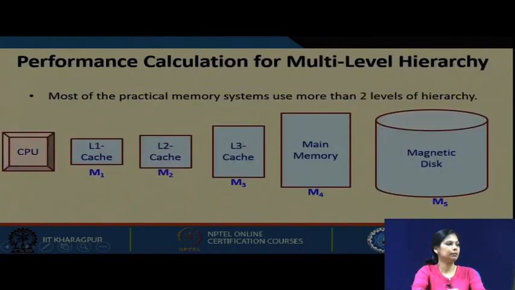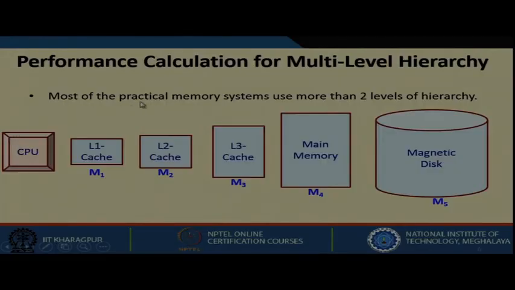Let us see the performance calculation for multi-level hierarchy. Generally, we have multi-level hierarchy rather than two-level hierarchy. In two-level hierarchy, we have only two levels, that is M1 and M2. To show an example, this is perfect, but in reality we have multiple levels.